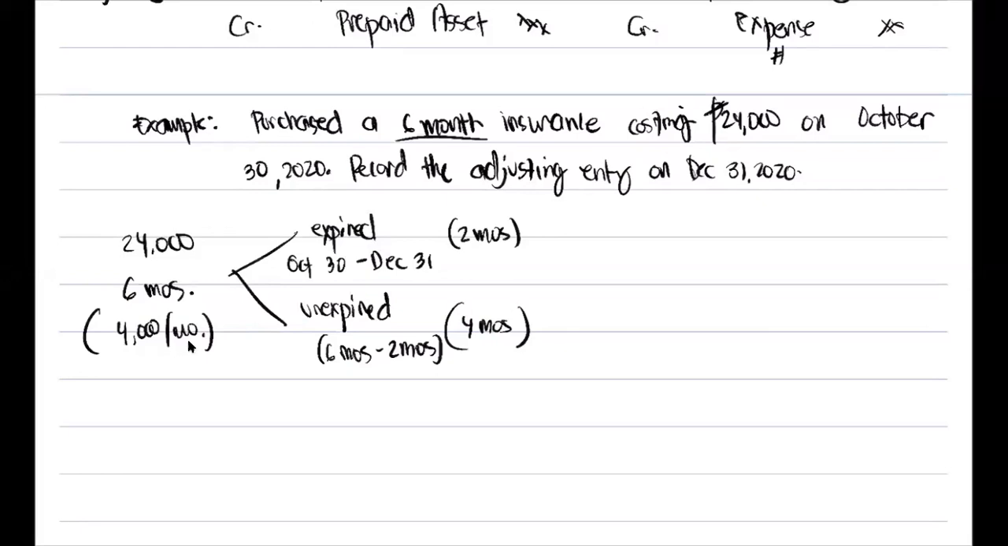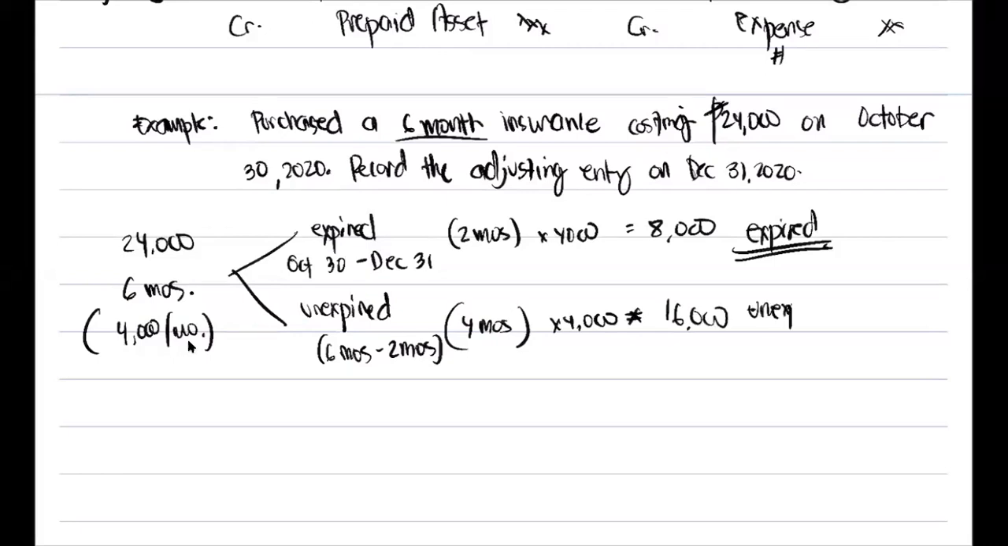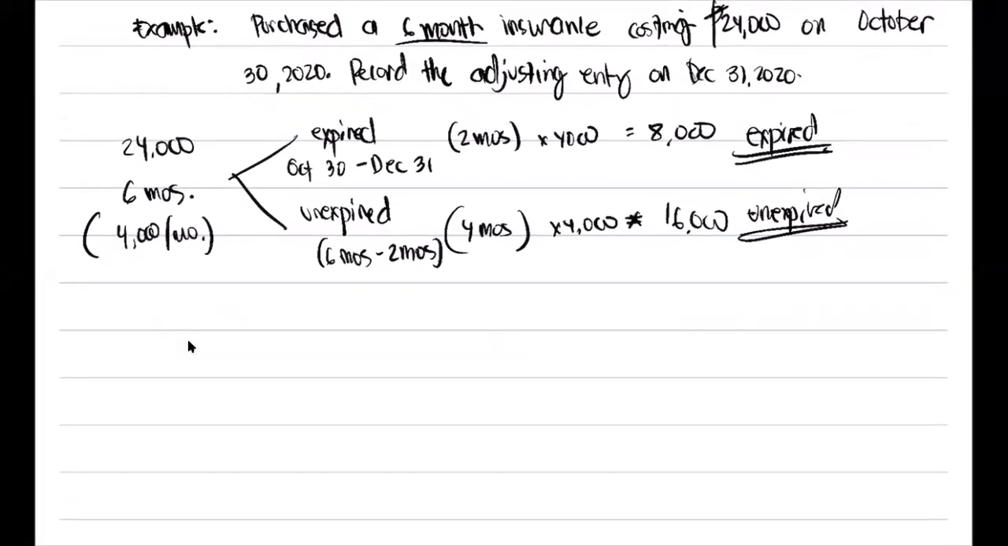So magkano yung value ng 2 months? So 2 months times 4,000 will give us 8,000. So this is the expired portion. Clear? Next, as to our unexpired portion, so 4 months multiplied by 4,000 per month, this will give us 16,000 pesos. This is the unexpired portion. So we're ready to make our entries under asset method and under expense method. So we start first with asset method.